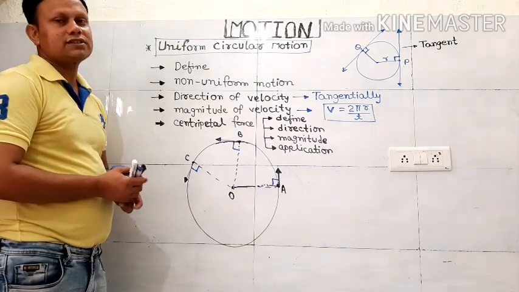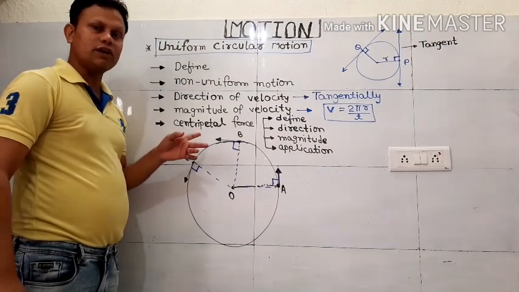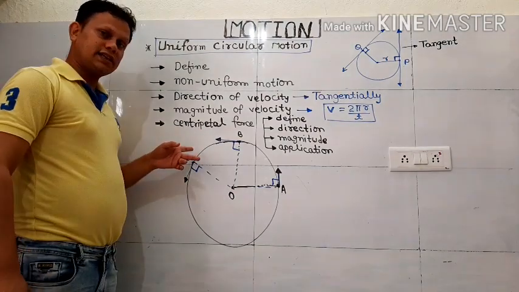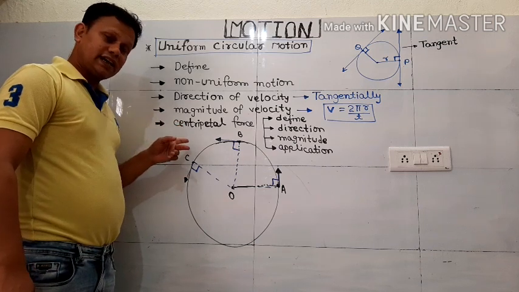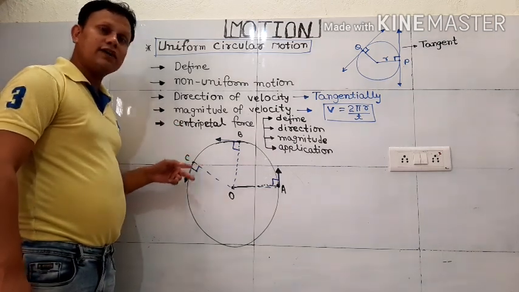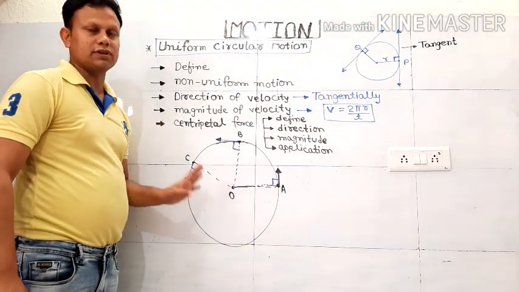But right now we are discussing the direction of velocity. So how do we decide? We decide the direction of velocity at any instant, wherever the body is on the circular path. It always has a tendency to move at 90 degrees to the radius of the circular path.